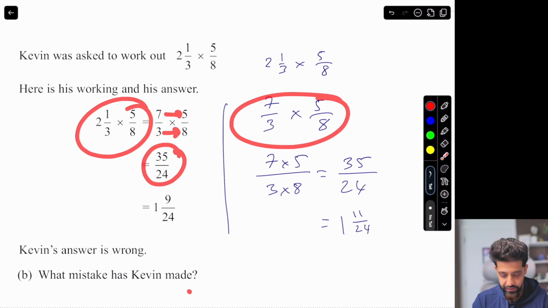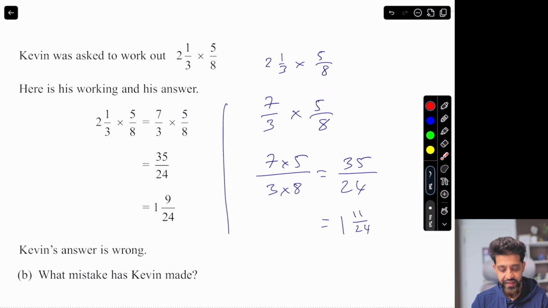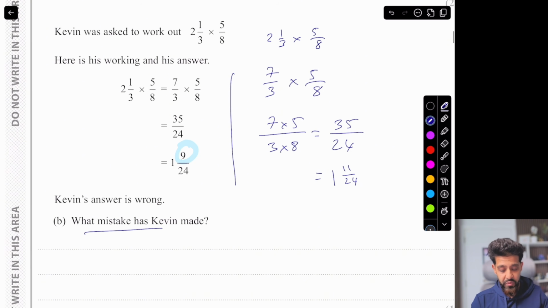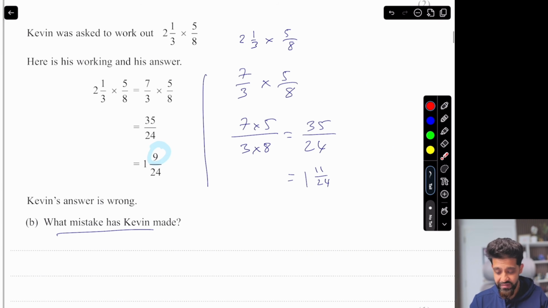So he's done that correctly, but it seems that when he tried to make it into a mixed number, he didn't get that correct. He did 24 into 35, and then the gap between 24 and 35, he wrote down as a 9, but it's 11. So that was his mistake. You can highlight it right there. And what would you say for 1 mark? I mean, you've done practically this. This is not really adding to the mark unless you write down the mistake that he's made.